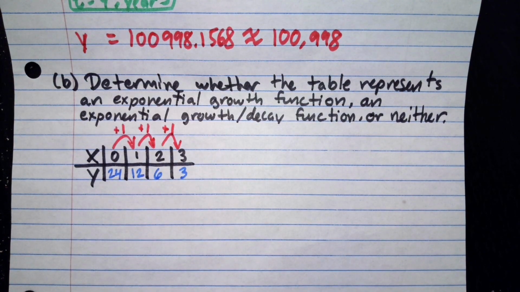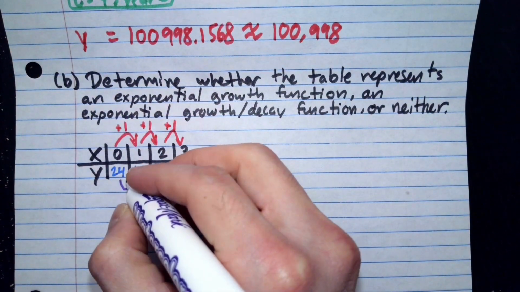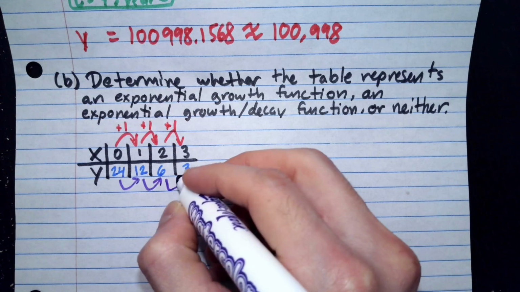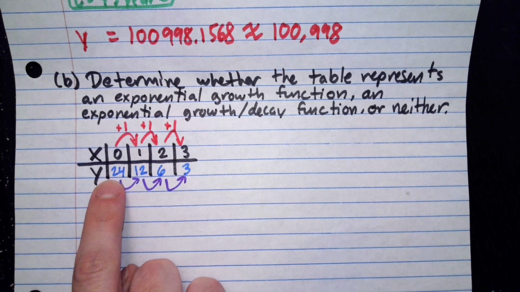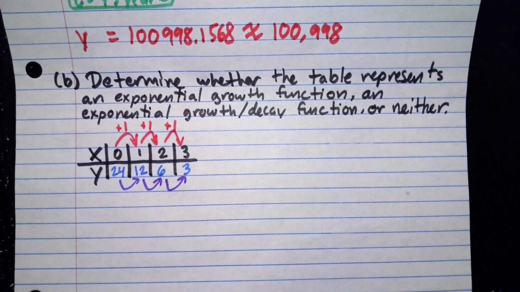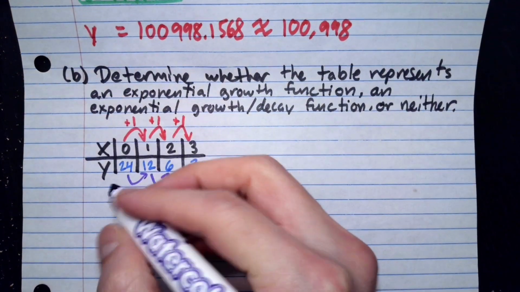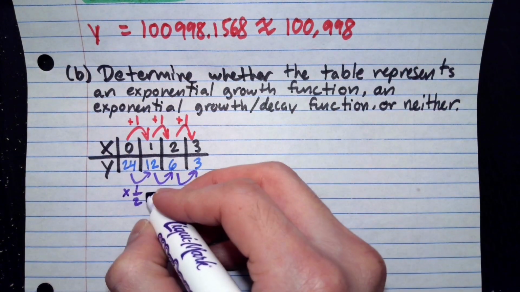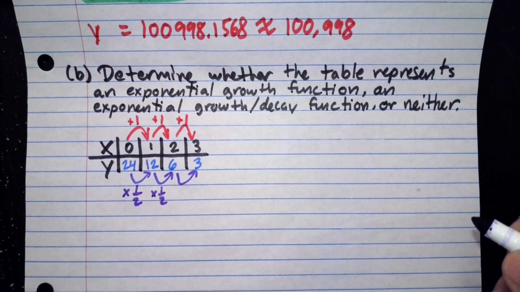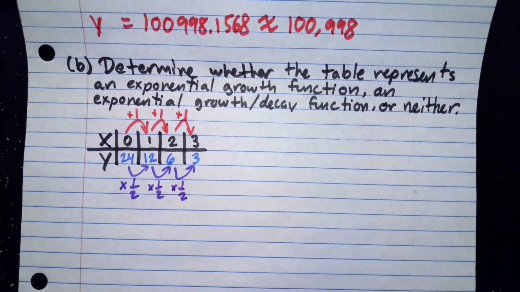And so now what we have to figure out is if I can find some number that when I keep multiplying my y values by it, I find my next one. If I'm able to find that number, then this means that this table has to be an exponential function. And we notice that every time we go from y value to y value, we're cutting our values in half. If we want to express that as a multiplication, we can say that 24 times 1/2 gives me 12, 12 times 1/2 gives me 6, and 6 times 1/2 gives me 3.